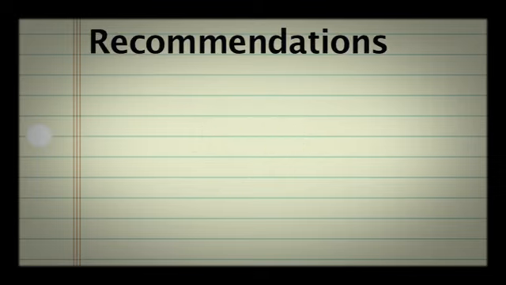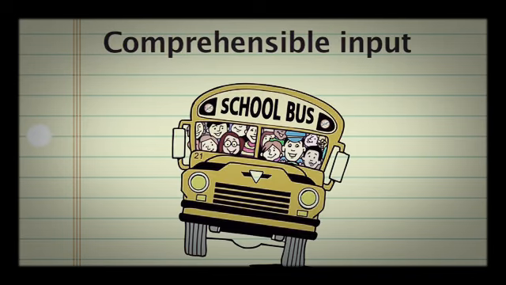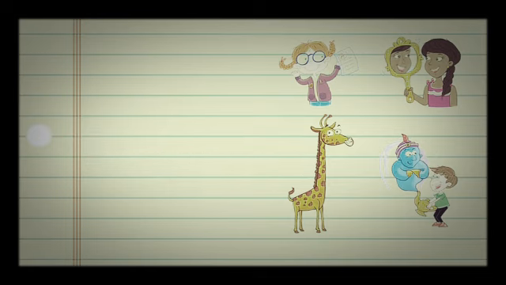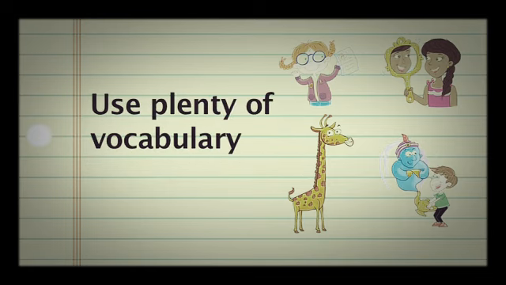Finally, we're going to give four recommendations for the English class. First, there should be a lot of comprehensible input. Second, whatever helps comprehension is important. Visual aids are useful, as is exposure to a wide range of vocabulary rather than study of syntactic structures.